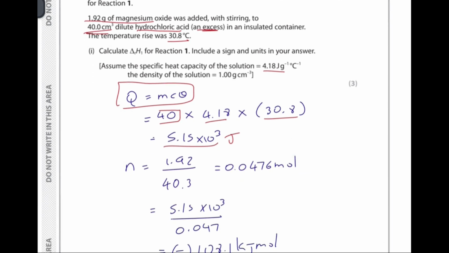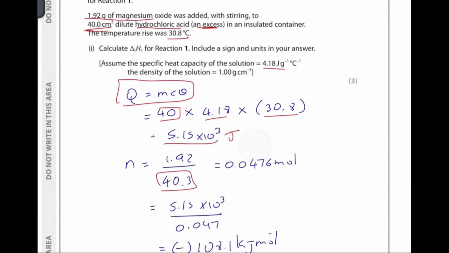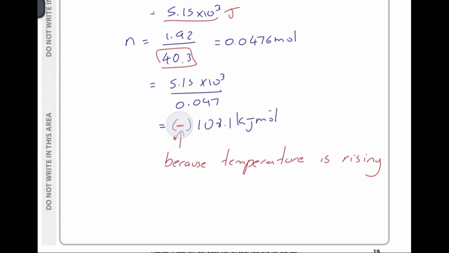Then since magnesium oxide was the limiting reagent, we should find out its number of moles. So the mass of magnesium oxide should be divided by its Mr value. So you'll get 0.0476 moles. Then divide the energy by the number of moles, so you will get 108.1 kilojoules per mole. But remember, the temperature was rising in this reaction, so it is an exothermic reaction. So you should include a negative sign.